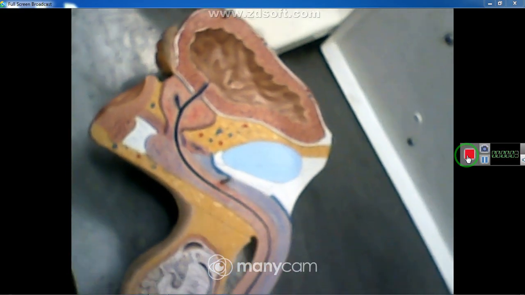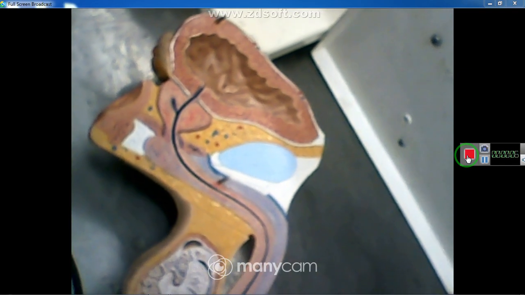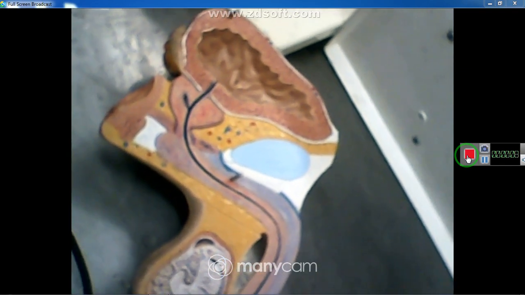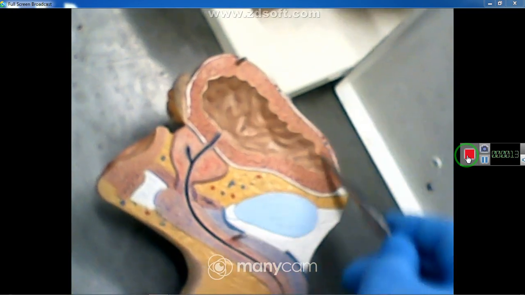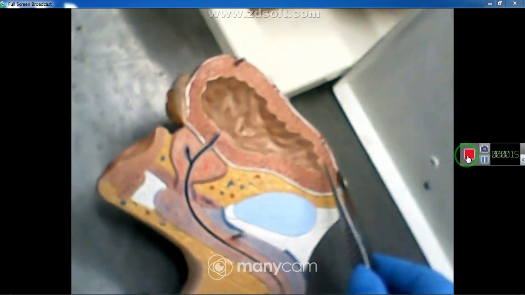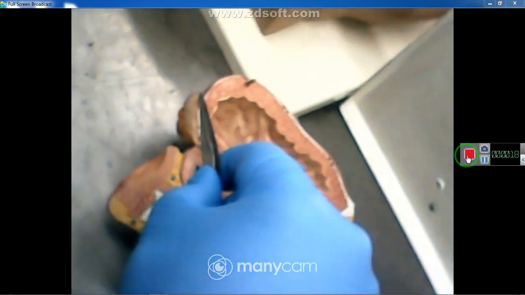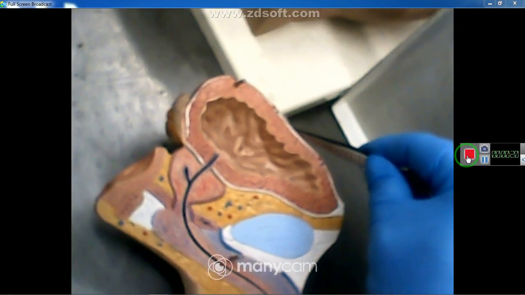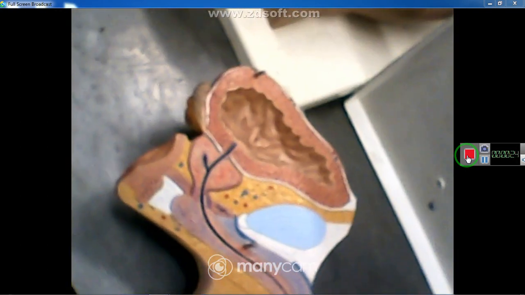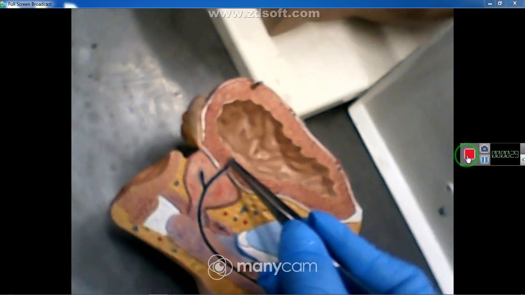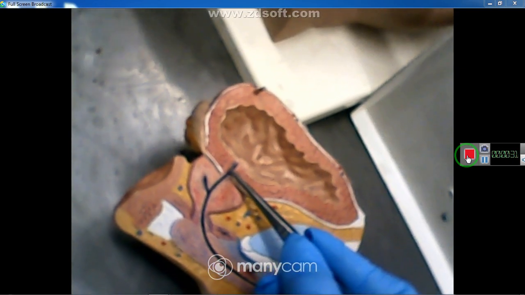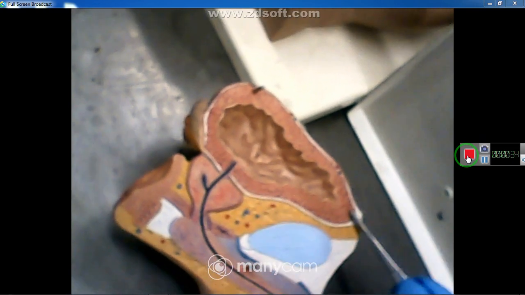Our lab today includes the subject of urinary bladder and male internal genital organs. This sample shows the urinary bladder. It is conical with an apex and a base. It has a superior surface, two lateral surfaces, and a posterior surface, which is the base. This part of the urinary bladder is called the neck, while this part is called the apex.